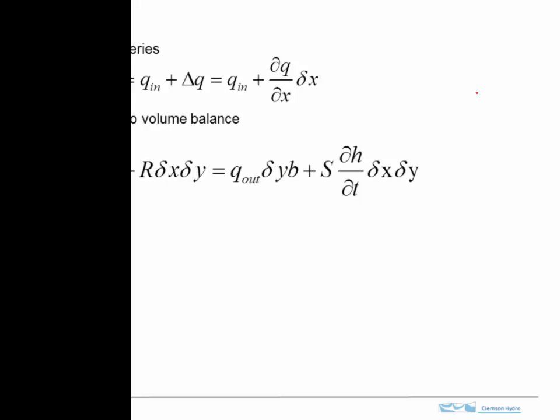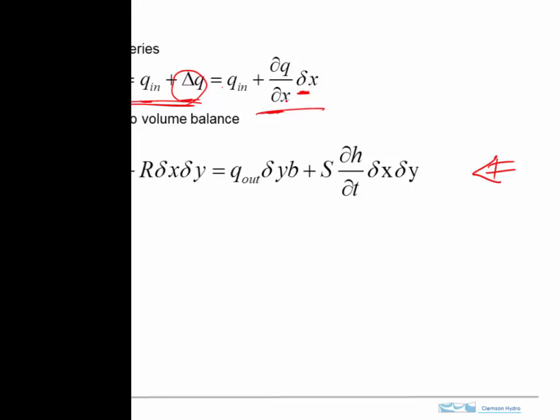Okay, so this equation here is the one that we just ended up with. What I want to do is recall from the Taylor series that the flux going out of this block is equal to the flux coming in plus this delta Q, which is the small change in flux that happens from inlet to outlet. I think this is pretty easy to understand conceptually. This small change in flux we simply write like this, as the gradient in flux in the x direction times this small increment in length, delta x.